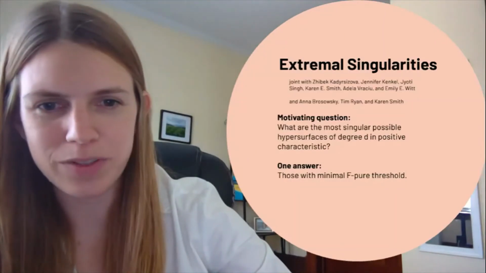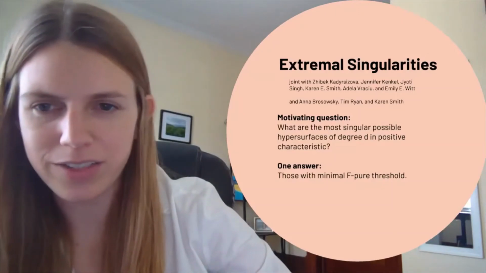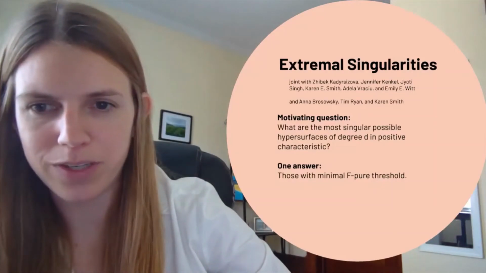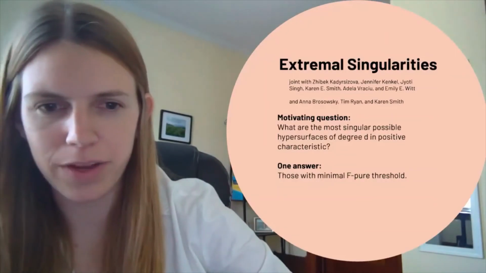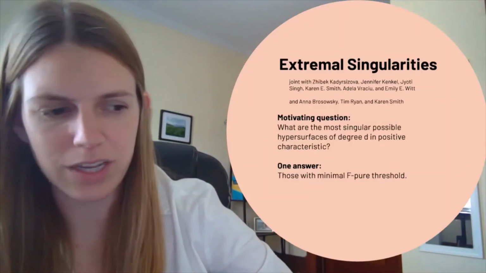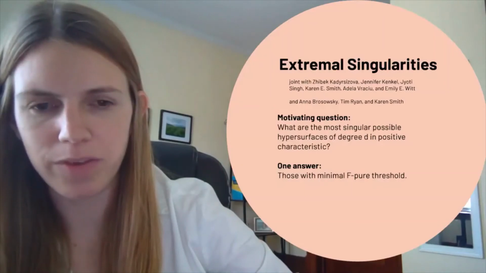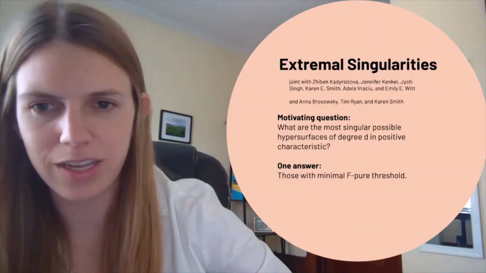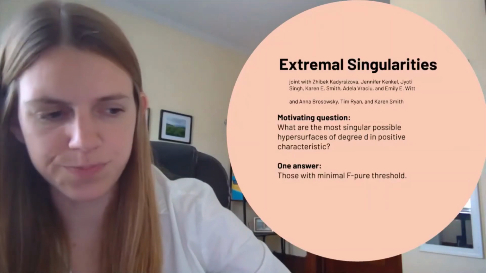So we could ask, what is the most singular possible hypersurface of degree d in positive characteristic? And one answer to this is those with minimal F-pure threshold. So we actually answer this question precisely by giving a lower bound on the F-pure thresholds. The F-pure threshold is something which measures singularities in positive characteristic, and the smaller it is in general, the more singular your variety is. So we find exactly those hypersurfaces of degree d which achieve this lower bound, which is in terms of the degree and F-pure threshold.